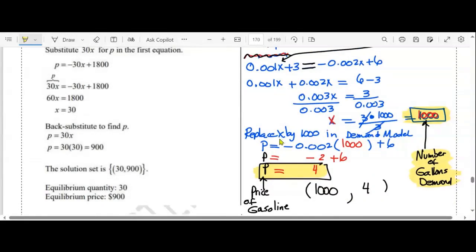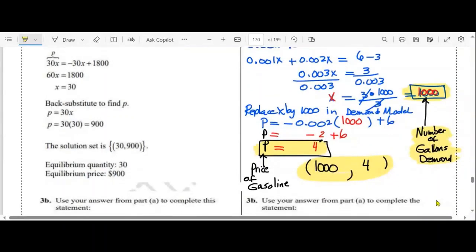Now replace X in the second equation, because we need to find the price per gallon. So replace X by 1,000 in the demand model, and then we just solve for P. And P in this case, how much? 4. So we write the point here. What is the point? This pair: (1,000, 4). So 1,000 is the number of gallons and 4 is the price of gasoline.